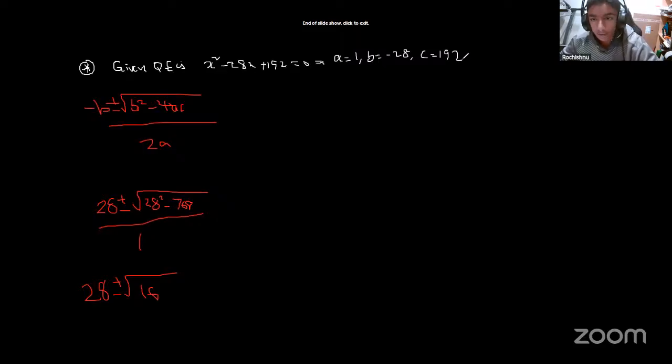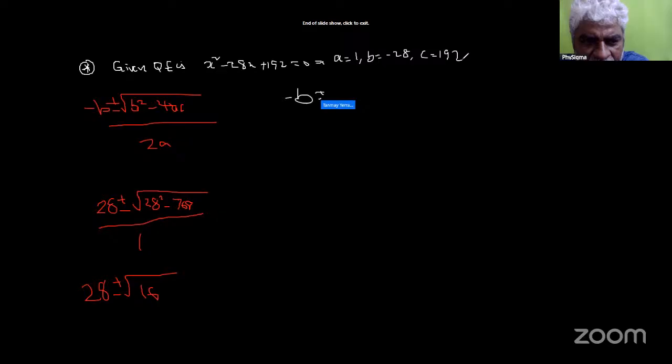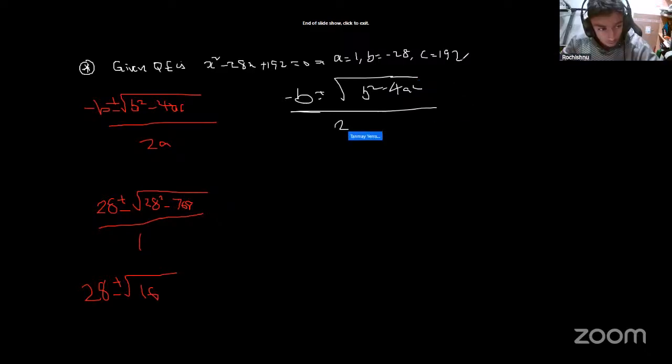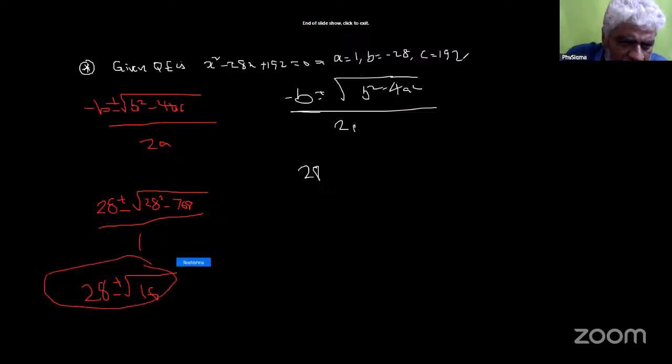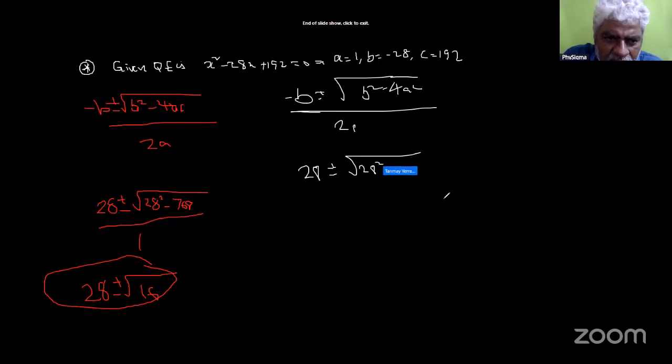What do I do from here? Find the value of 28 square. A is equal to 1 only, the x square coefficient. See, let me continue. 28 plus or minus root of 28 square, 784, minus 768, that is 16.